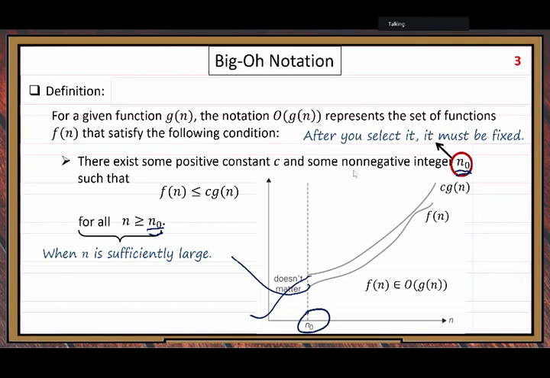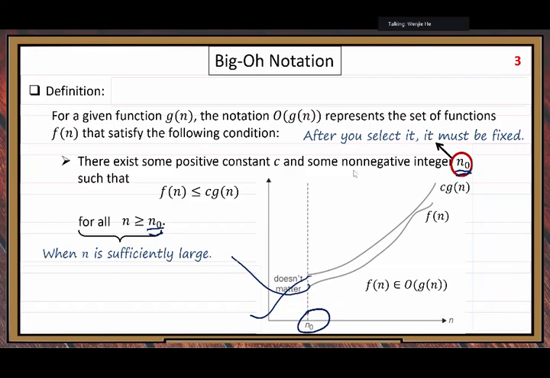So this condition gives you some freedom. If the inequality does not hold, you can move this bar to the right until you reach a point where the inequality holds. After this vertical line, you want to make sure the inequality holds. And you can change the constant c; you can use a larger constant c. This is our first asymptotic notation.